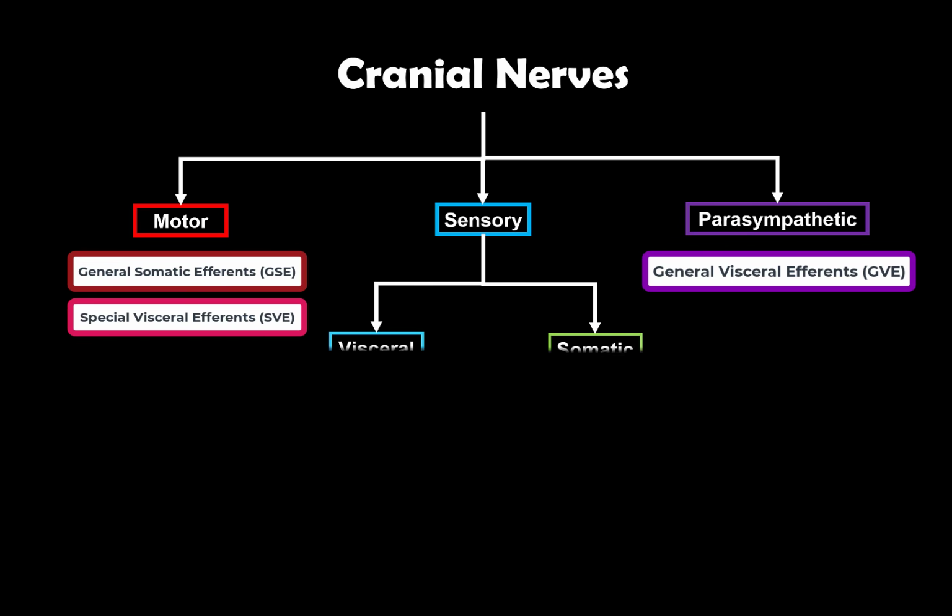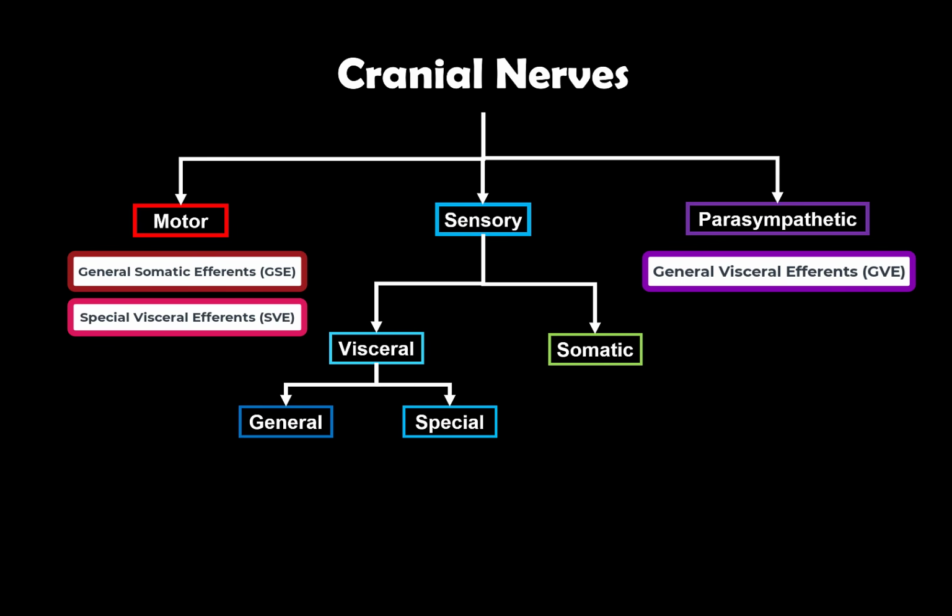Sensory fibers are further subdivided according to where the sensations are coming from. So it's subdivided as visceral or somatic. And visceral is further subdivided into general and special. So sensory fibers are classified as general visceral afferent fibers that convey visceral information like distension of an organ and chemical condition of blood vessels and heart and lungs and digestive system and so on.